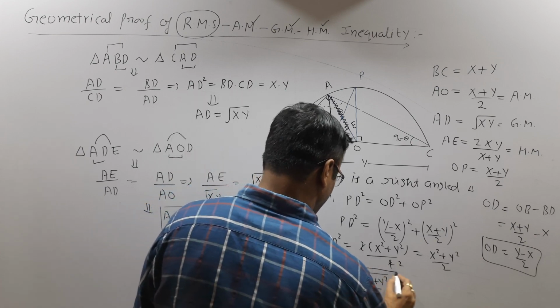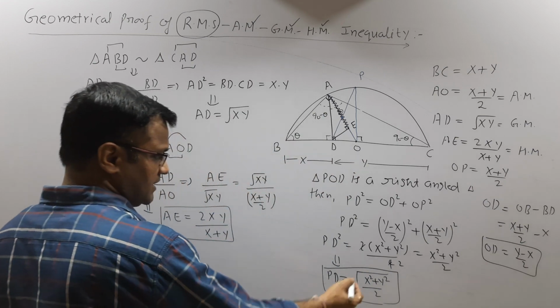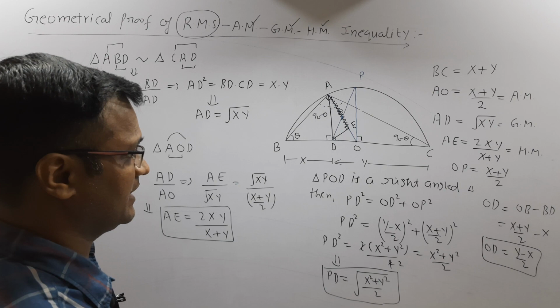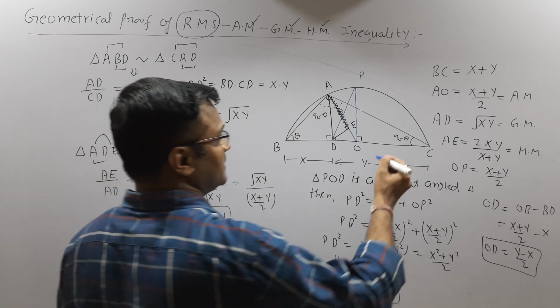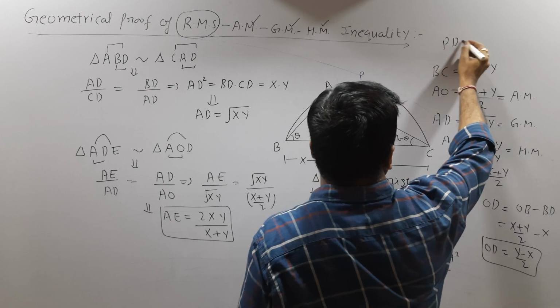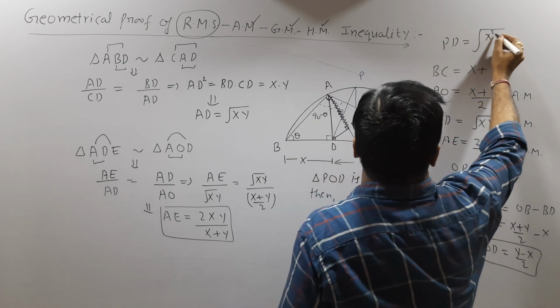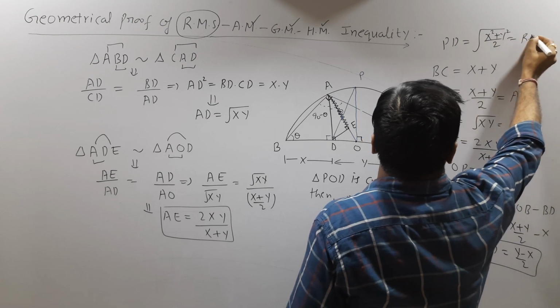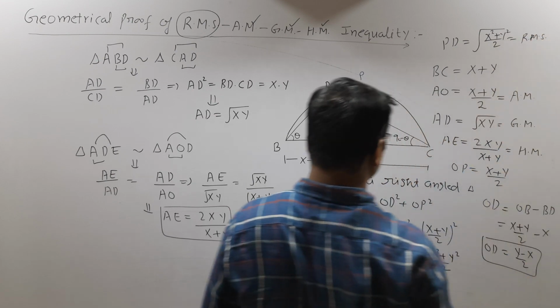Okay, which is again a well-known result, that this is known as the quadratic mean of two numbers x and y, RMS. So PD equals root under (x square plus y square) upon 2, that is RMS. Okay.